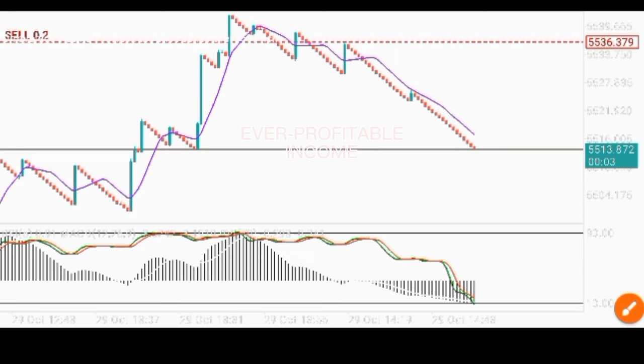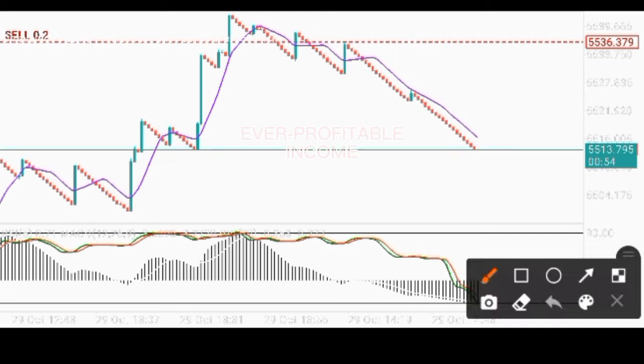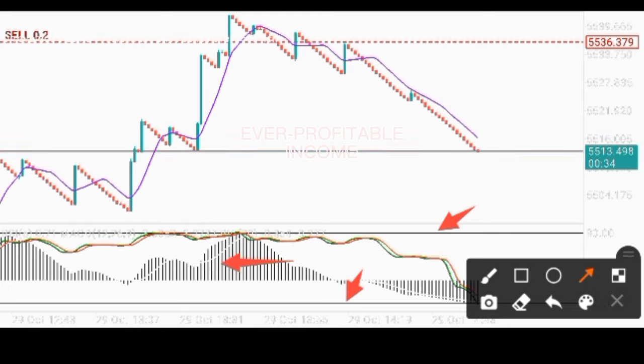Now, how this strategy works is that we have our indicators showing level 90 and level 10. Both indicators on the indicator window should be at level 90. That is the MACD, which are these ones you are seeing, they should be at level 90, and the relative vigor index should also be at level 90.